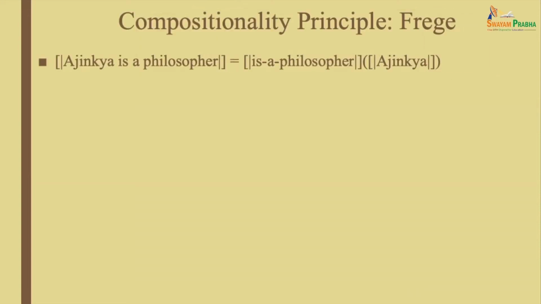Now, the compositionality principle of Frege. Some people say it is attributed to Frege. Perhaps he didn't say this directly, but he said something very similar. So Ajinkya is a philosopher. Now you understand that "is a philosopher" is a function. I'm talking about the reference, the denotation of "is a philosopher," and this Ajinkya in this bracket, that is the reference of Ajinkya, the real man Ajinkya, is given to it as an argument.